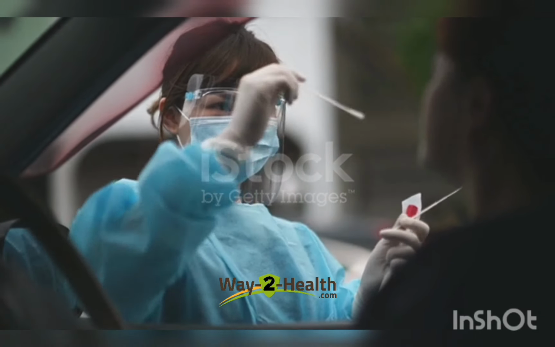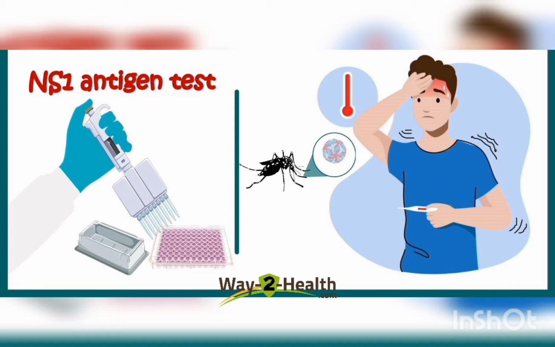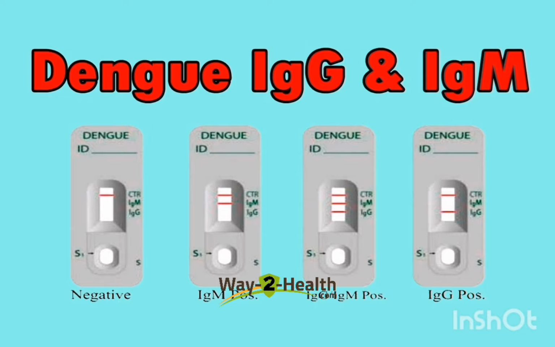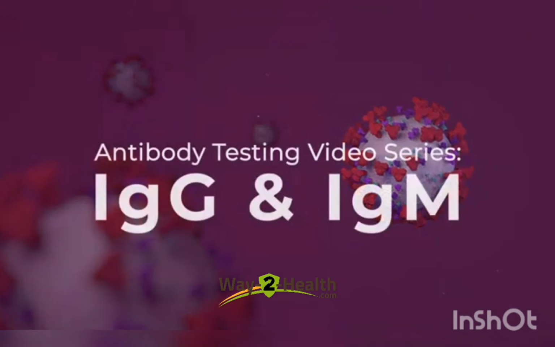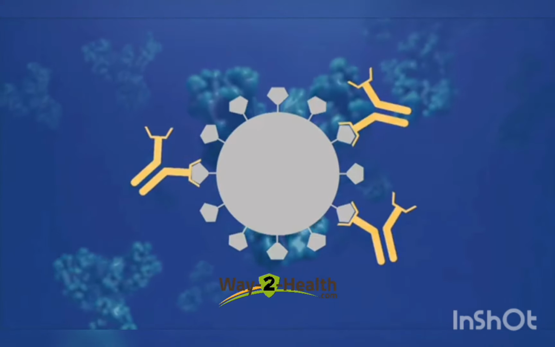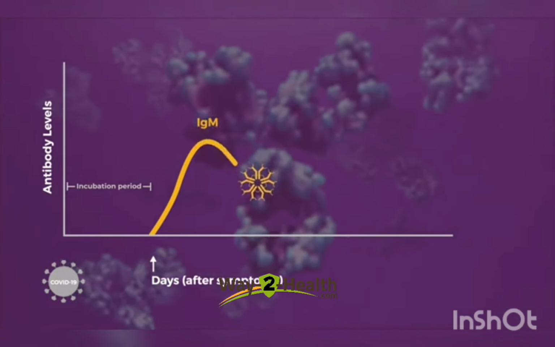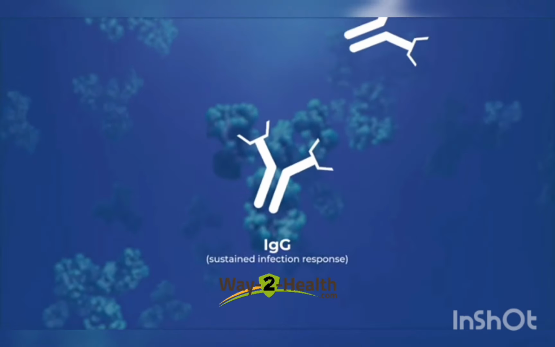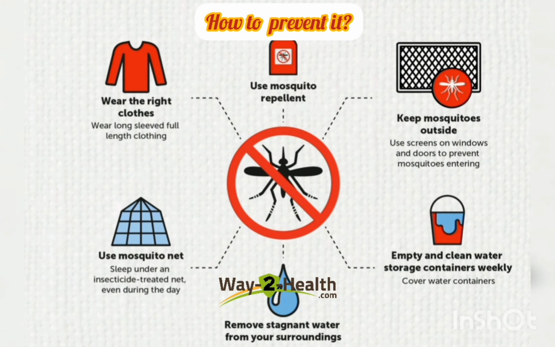Virus nucleic acid detection by PCR is the best method but not commonly available. The other tests are NS1 antigen detection and IgM or IgG antibody detection. NS1 antigen detection is also a good test and has around 90% sensitivity. IgM and IgG tests are antibody tests, so they give more retrospective information about an old infection. IgM usually becomes positive around 5 to 7 days after an infection and IgG becomes positive around 14 to 21 days after infection. Now coming on to how to prevent it.